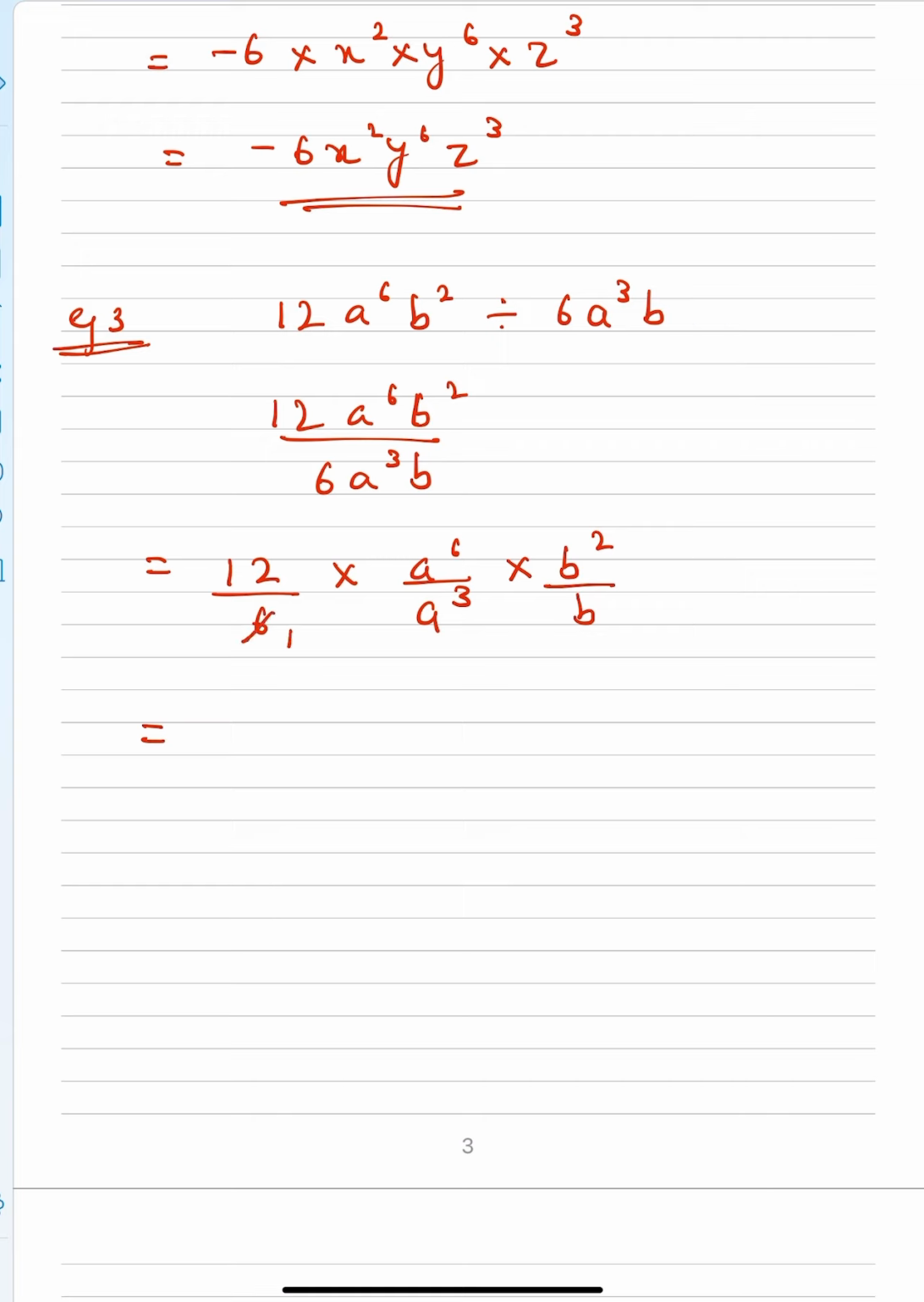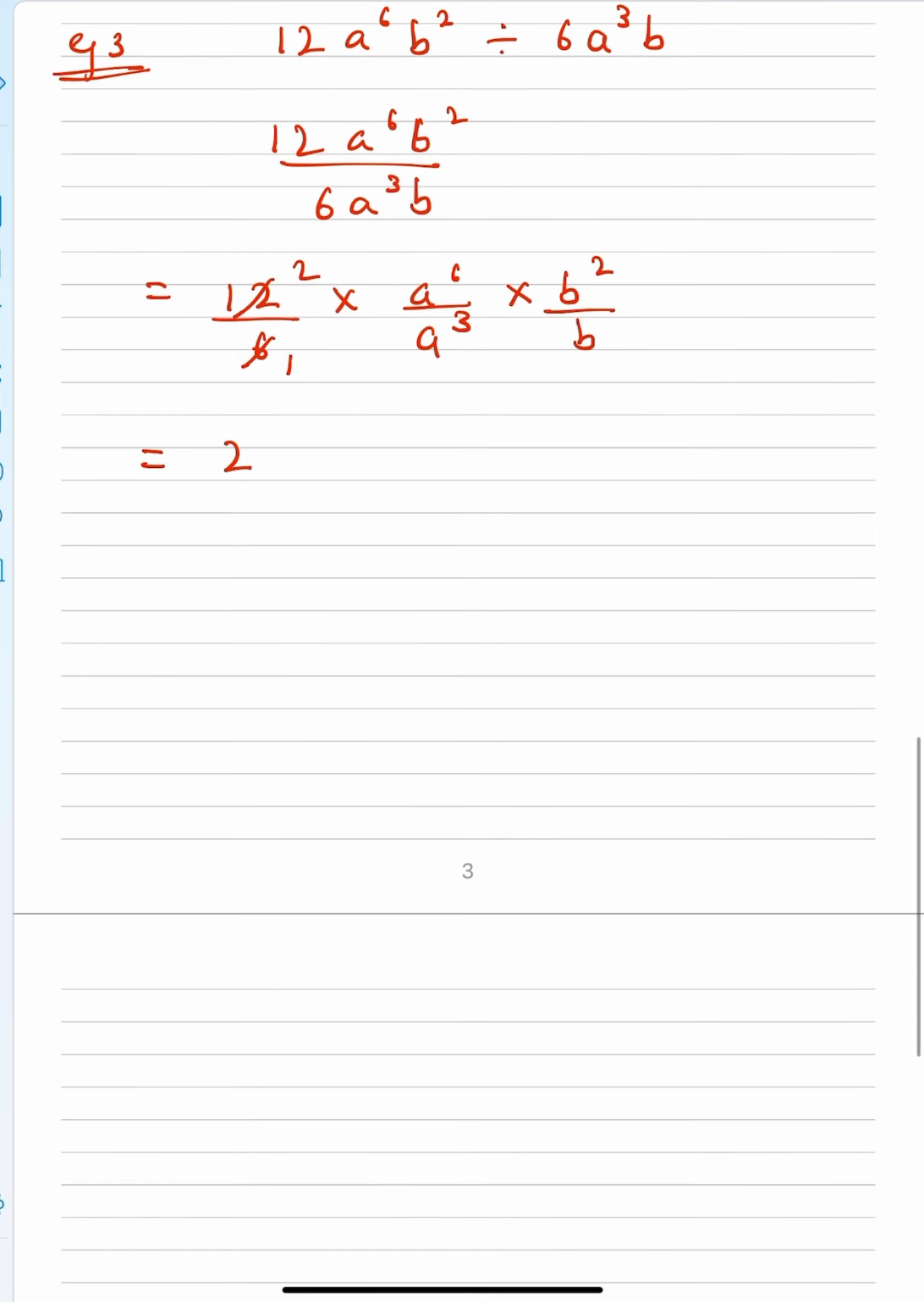This is nothing but 6 ones are 6 and 6 twos are 12. So here the variables we have already reduced by factorization, or you can say by cancellation also. And this is nothing but a raised to 6 minus 3 multiply by b square minus 1. This is 2 into a raised to 3 into b raised to 1, which is equal to 2a cube b.